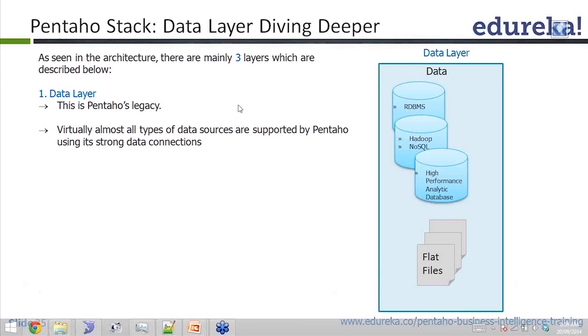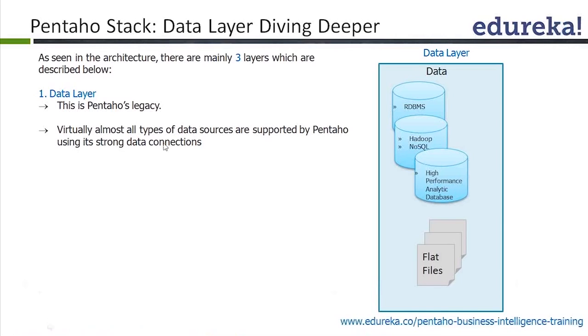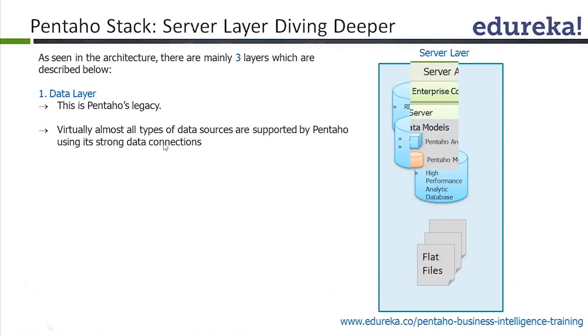Yeah. So Pentaho's first layer is the data layer, which we have already covered almost. It supports a bunch of underlying data systems, spanning from flat files to your RDBMS to your legacy data systems, CRM systems, to your modern-age Hadoop and NoSQL systems like MongoDB and Cassandra. So this is the data layer.